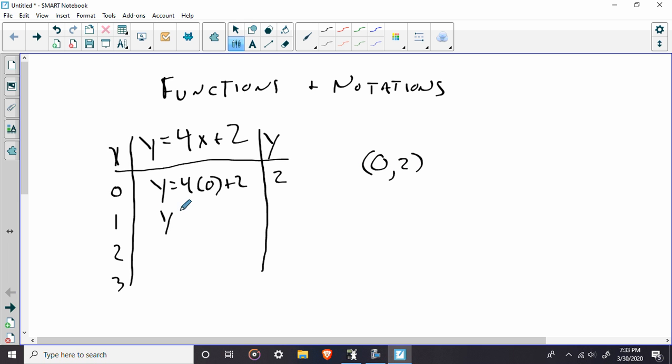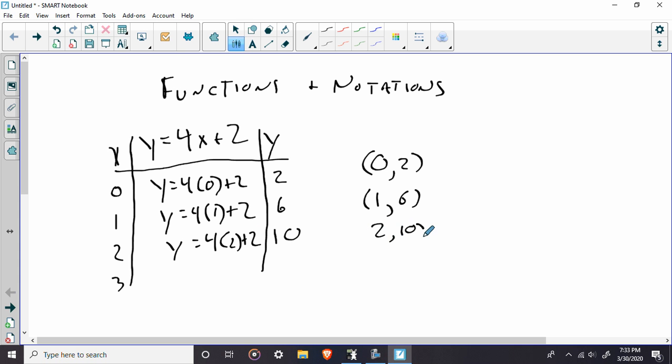Okay? I plug in 1. 4 times 1 plus 2. 4 times 1 is 4, plus 2 is 6, right? And you could just keep doing this. You can plug in 2, so it's going to be 10, right? And there were all these combinations of x and y that made this statement true. All right. Now we call this an equation, even though this is pretty much a function.